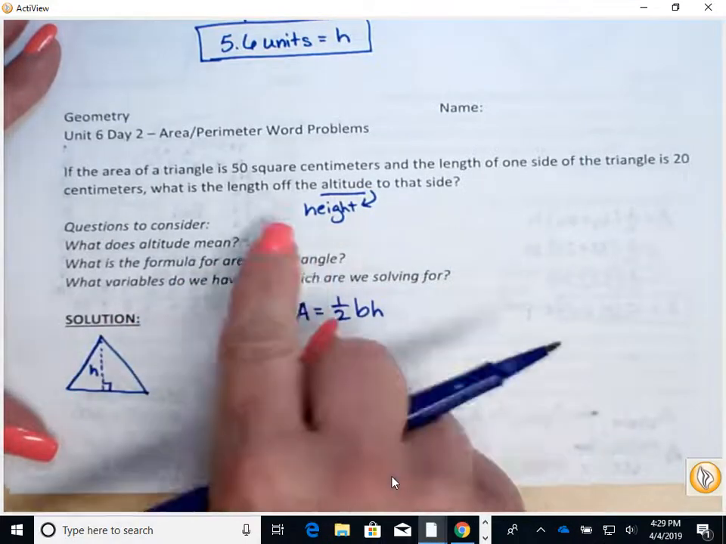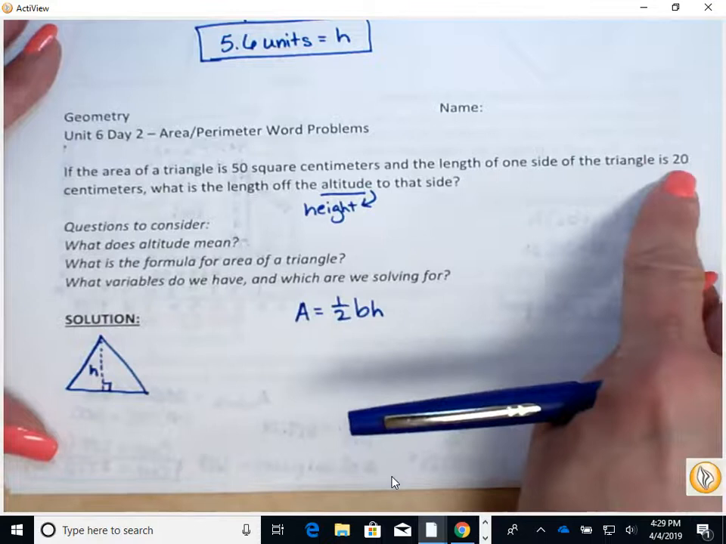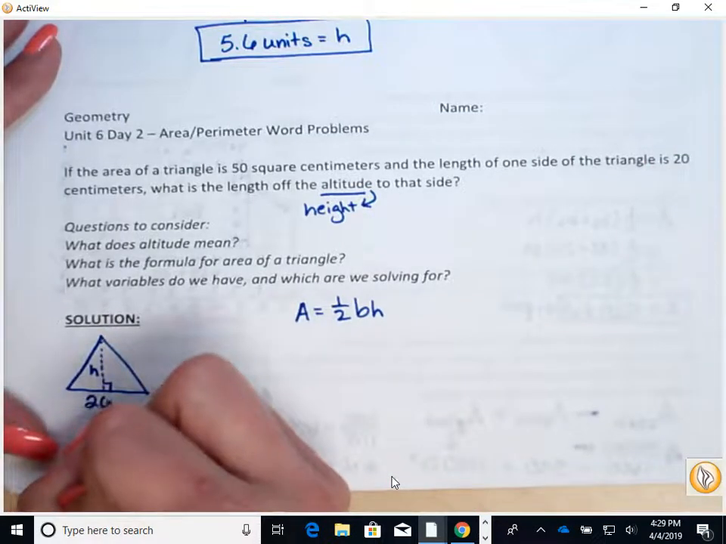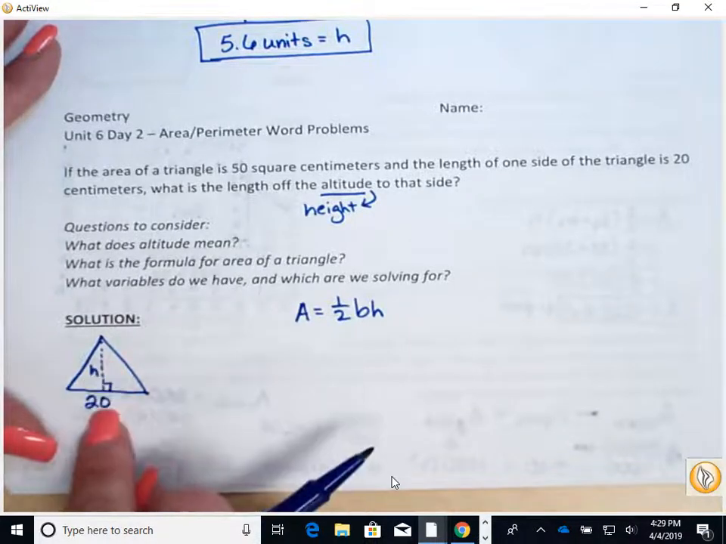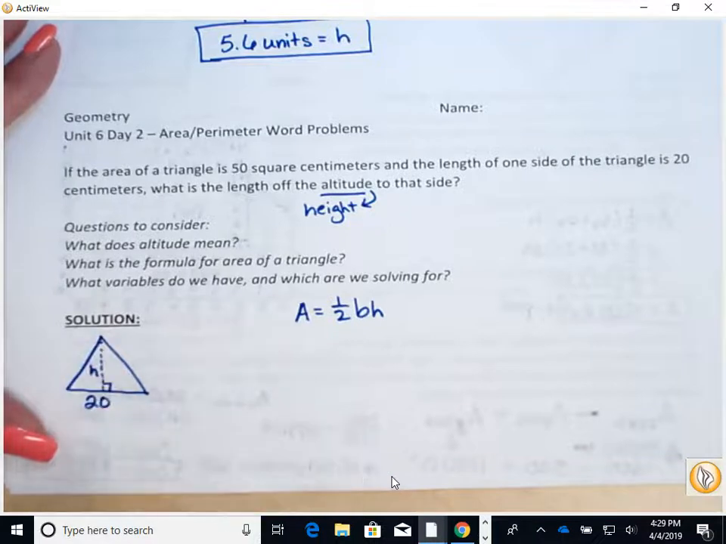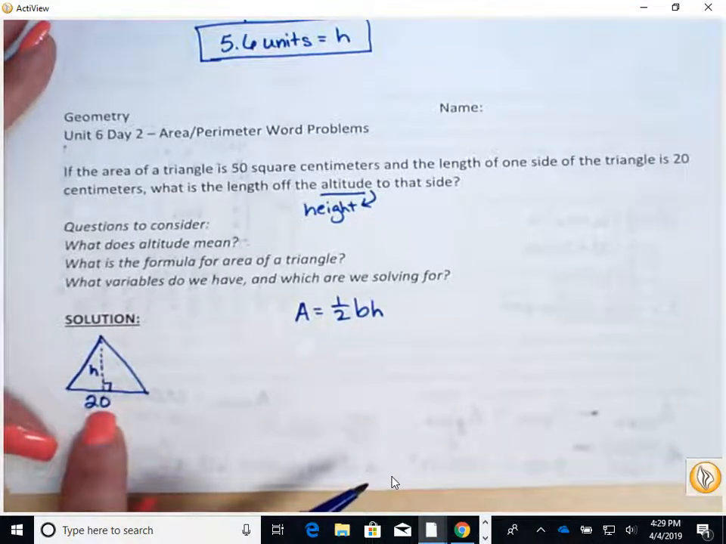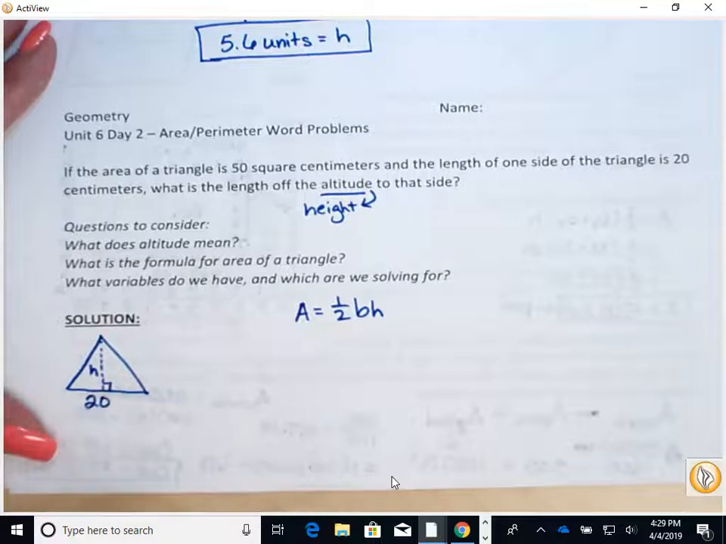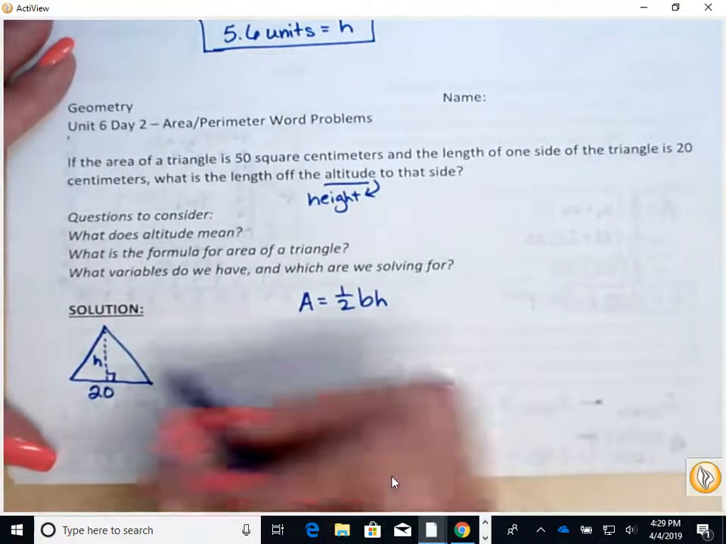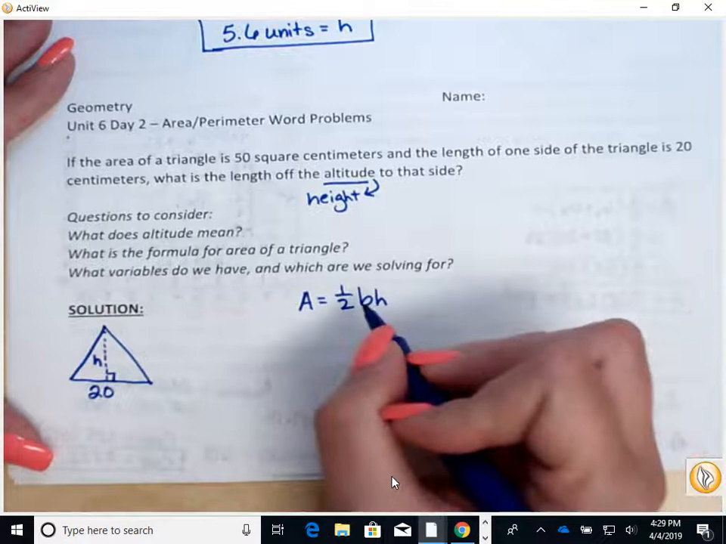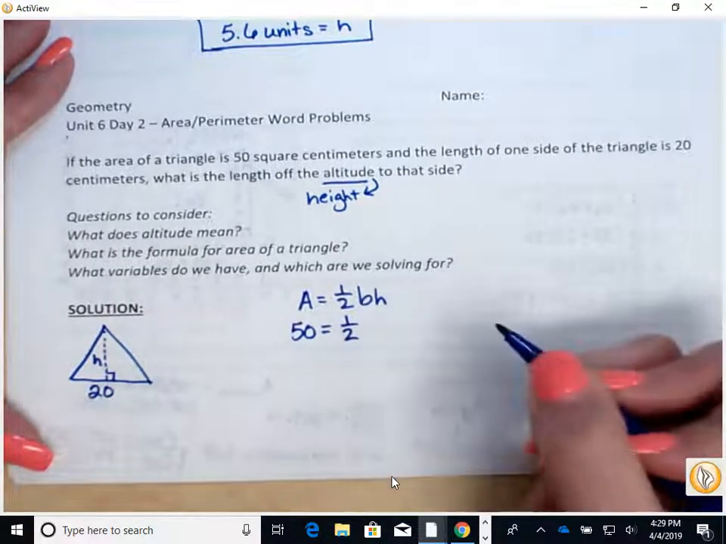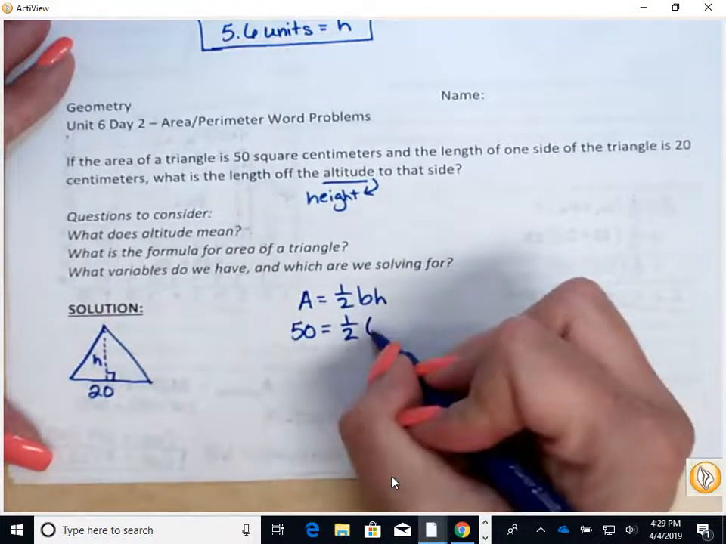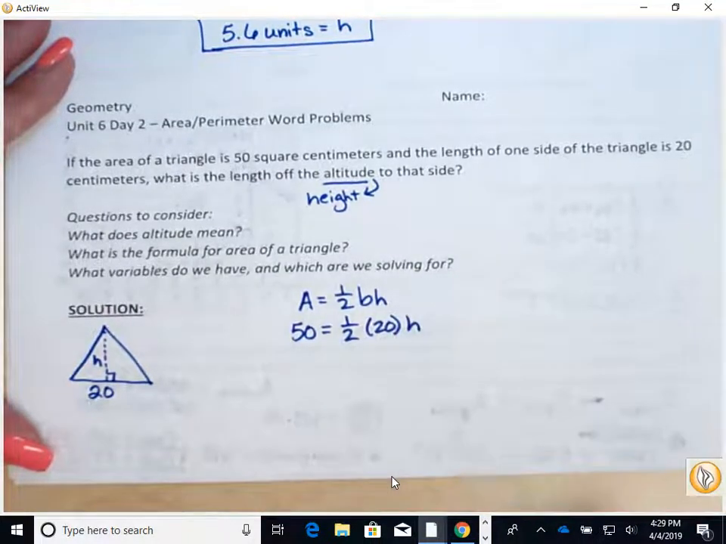And when they say altitude to that side, so they told me one side was 20. They're saying the altitude to that side, or the height to that side, makes a 90-degree angle with that side. So here's the side that's 20, the height goes to that. So really, the base then is 20, and we're going to have to find that height. So the area they told me was 50 square centimeters, so we replace A with 50. We know our base is 20, and the height is what we're trying to find.